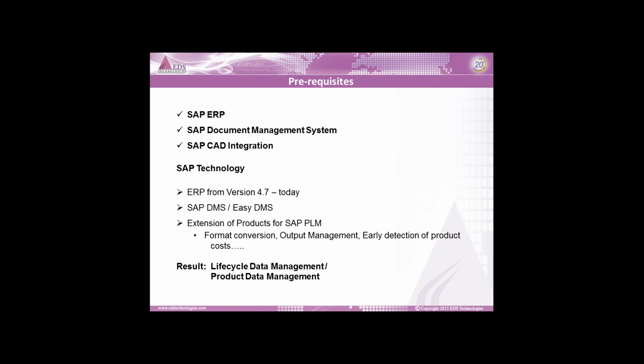And the third is the SAP CAD integration that facilitates the integration between all the CAD software that we just mentioned in the previous slide, all the mechanical CAD software or the electrical CAD software that can be integrated through the SAP CAD Integration platform. It can integrate to the versions of ERP as mentioned over here, right from version 4.7 till today, with SAP DMS or Easy DMS configured to facilitate the CAD integration across the R&D or new product development departments.